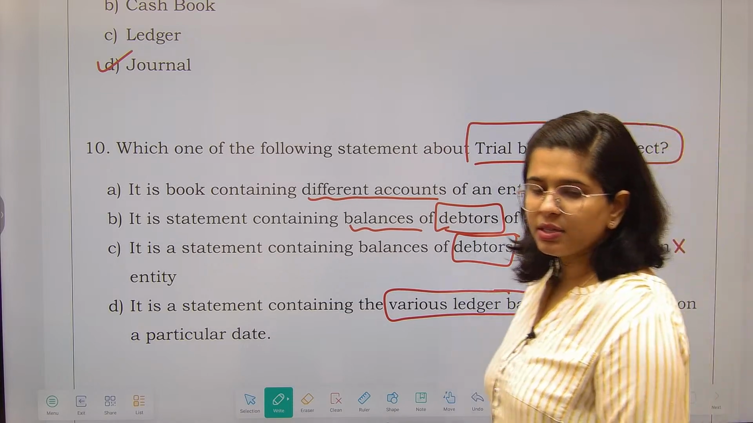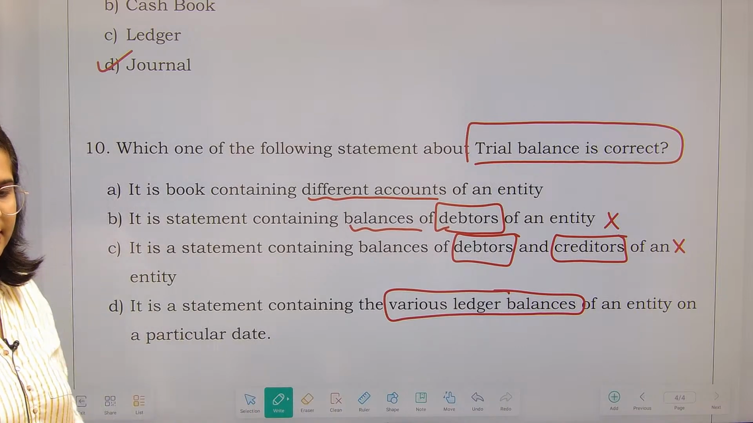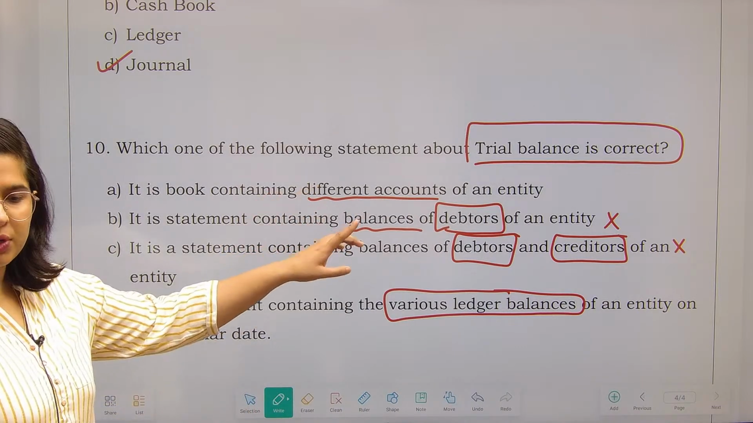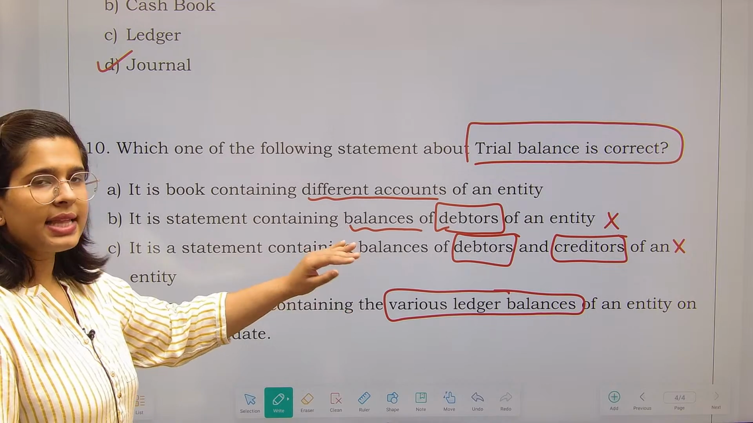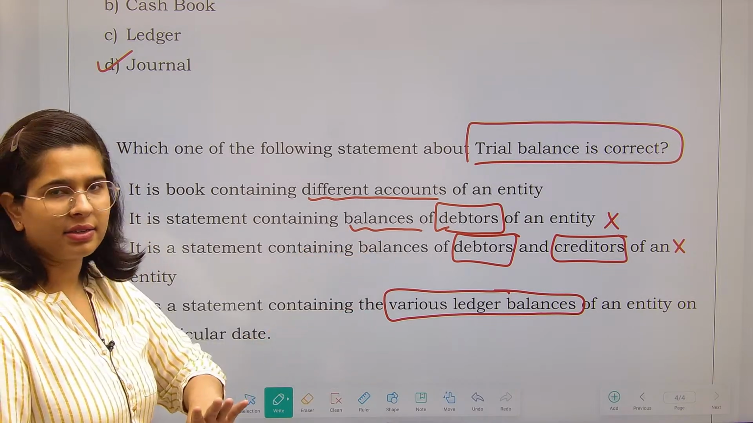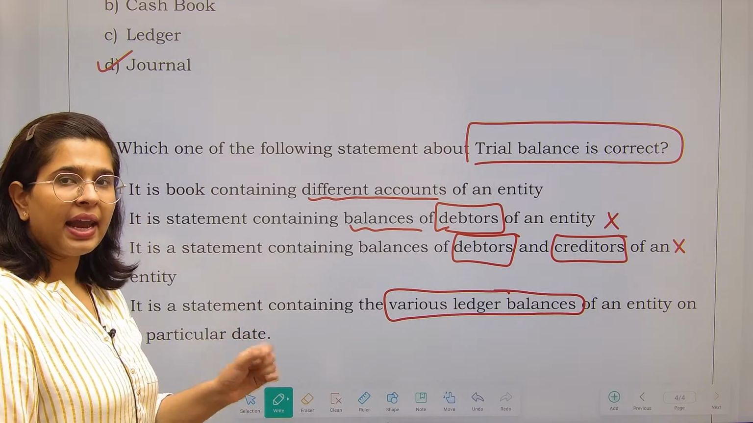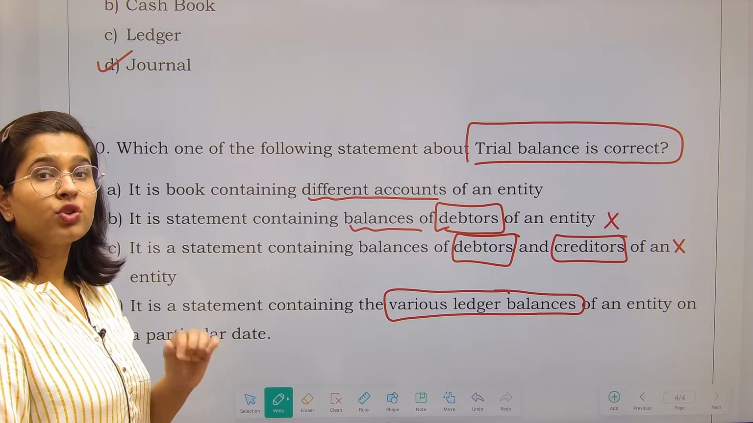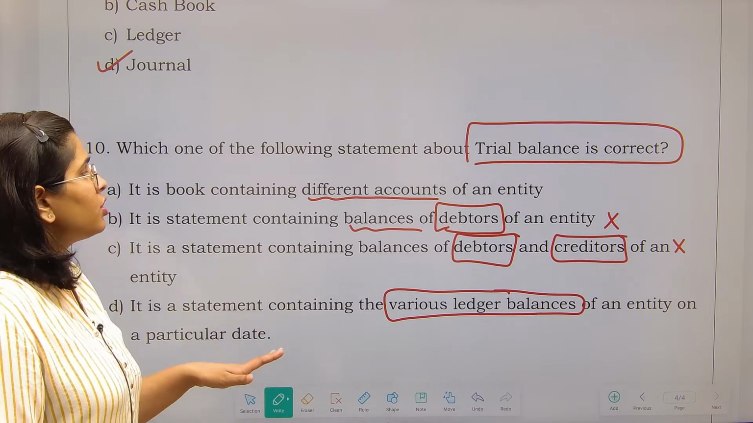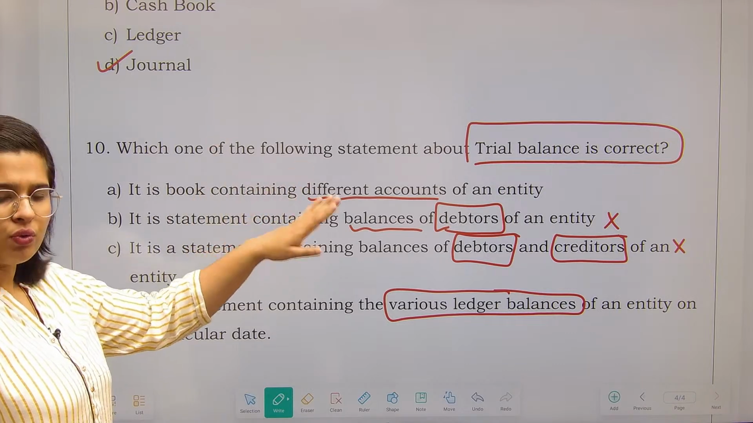They have limited the scope of the trial balance. They are saying that the trial balance just contains the balances of debtors. Option B says it, and option C says that the trial balance just contains the balances of the debtors and creditors. Both are wrong. The trial balance contains the balances of ledger accounts, all ledger accounts, right? So that is a book which contains different accounts of an entity.